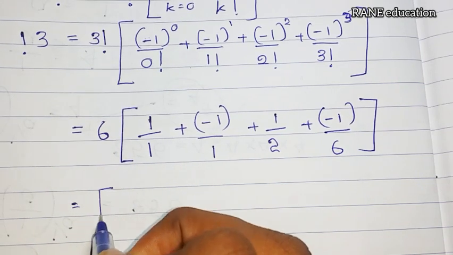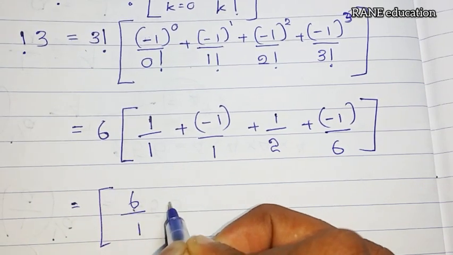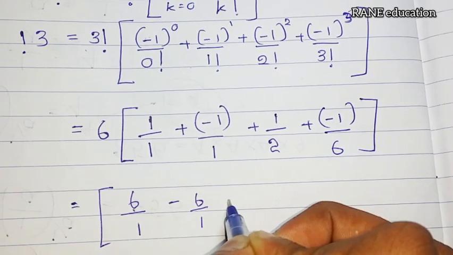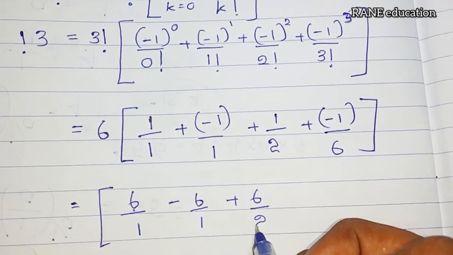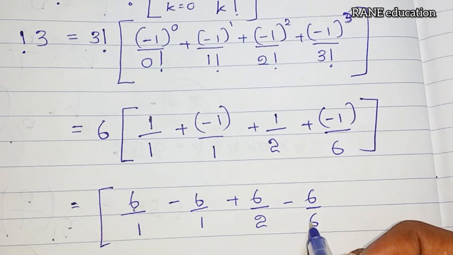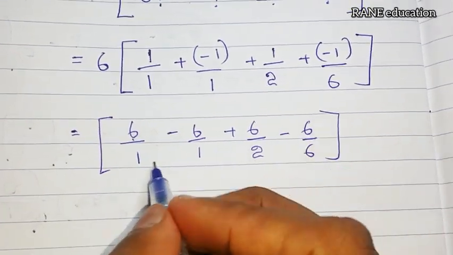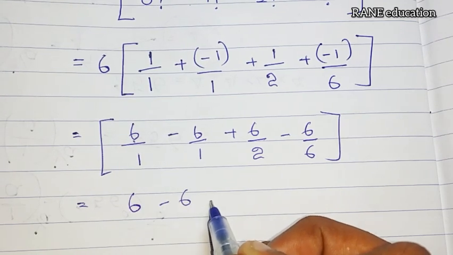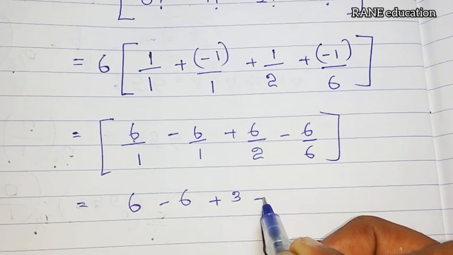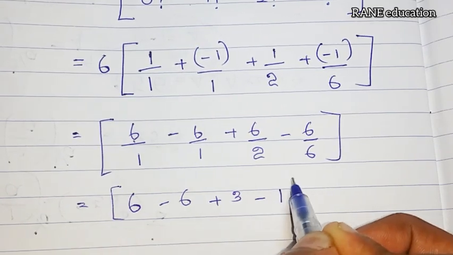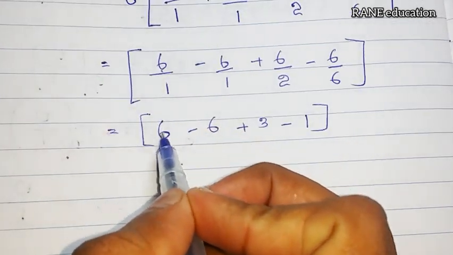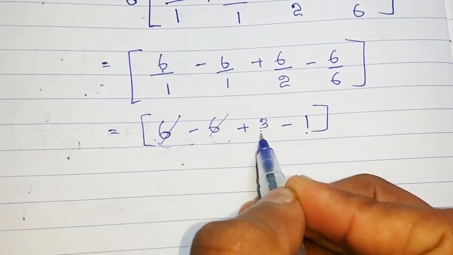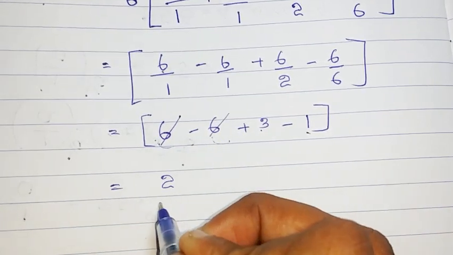This outside 6 we can take into the bracket. 6 divided by 1 minus 6 divided by 1 plus 6 divided by 2 minus 6 divided by 6. That is 6 minus 6 plus 3 minus 1. See this, we can neglect 6 minus 6, because 6 minus 6 is 0. And we have 3 minus 1. 3 minus 1 is equal to 2.